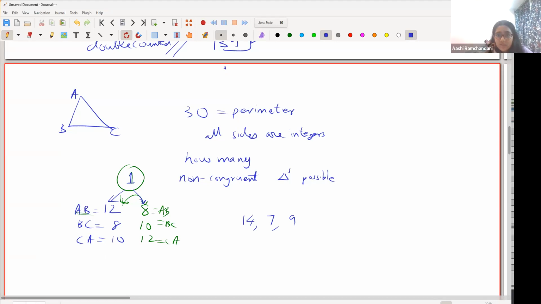Which part? Yeah, which part did you not understand? That's what Ashi is asking you, Sana. So for the non-congruent triangles, how exactly do you define them?